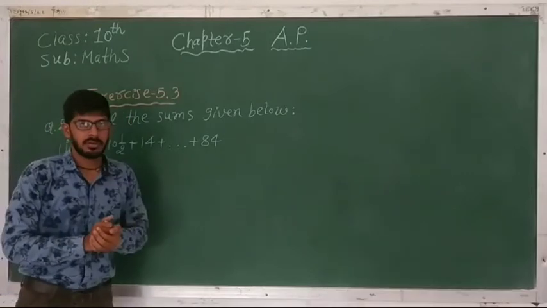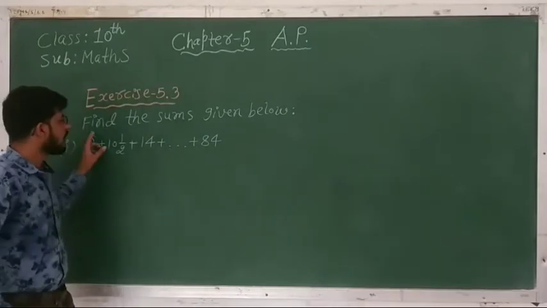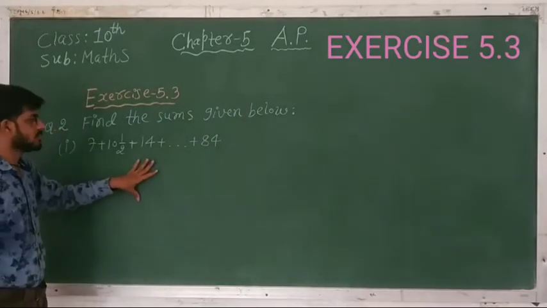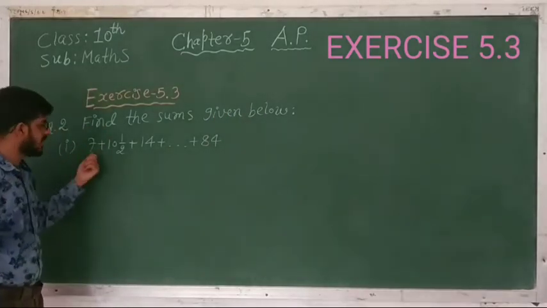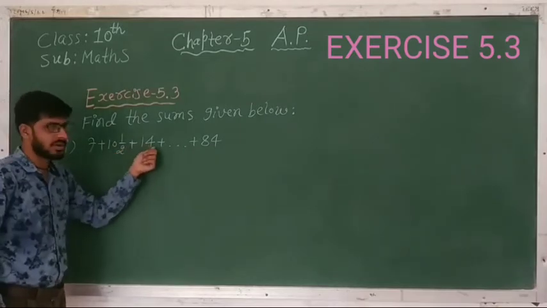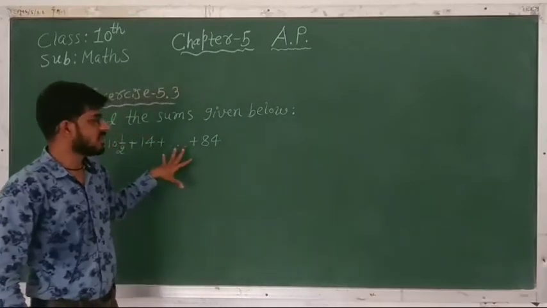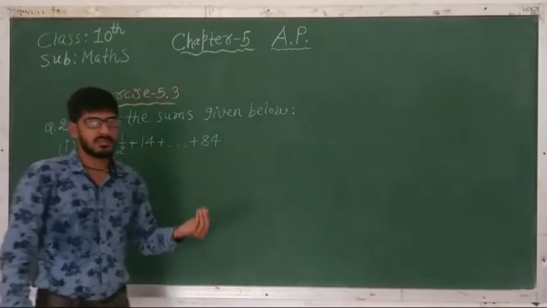Exercise 5.3, question number 2. Find the sums given below. Okay, we have to find the sum: 7 plus 10 and a half plus 14 plus up to 84. Before starting question number 2, we have to discuss question number 1.